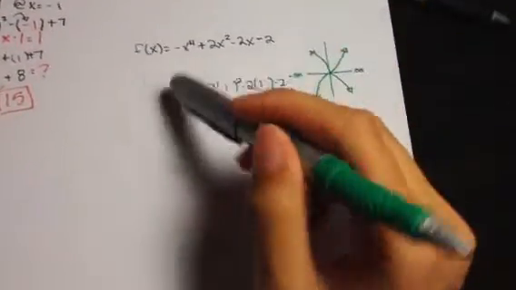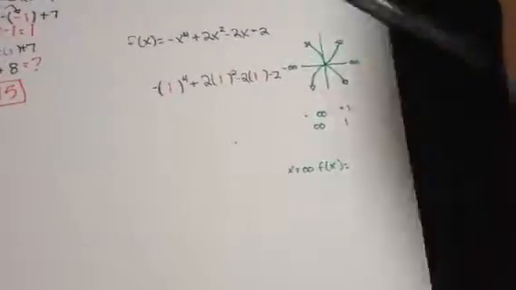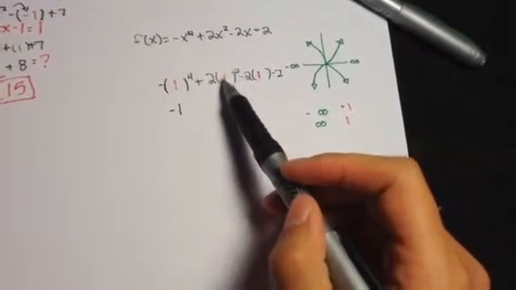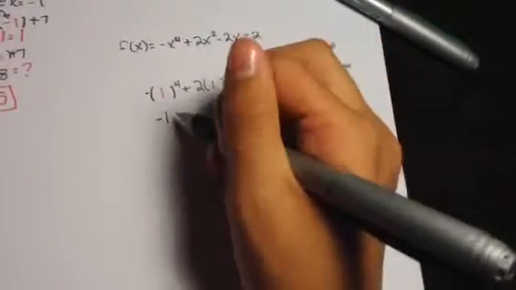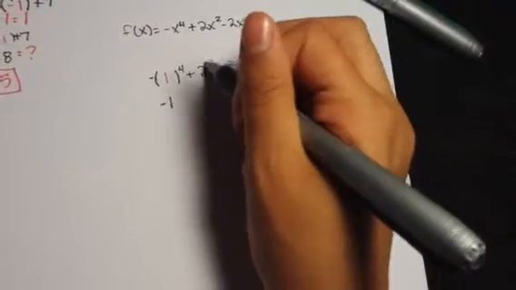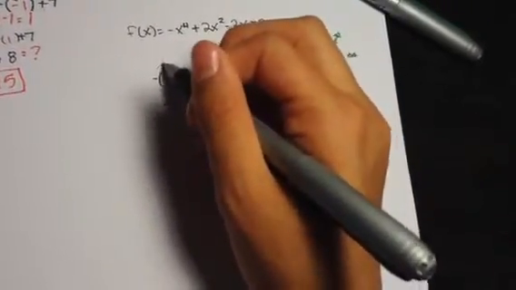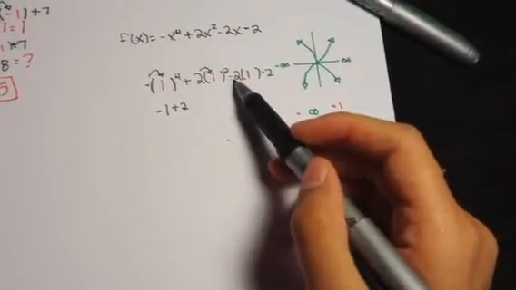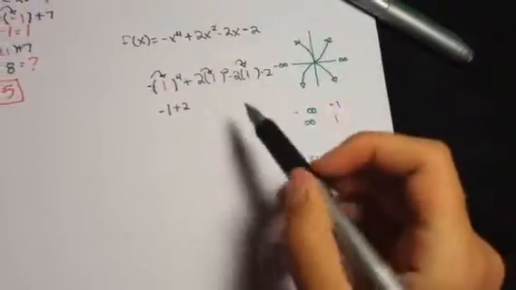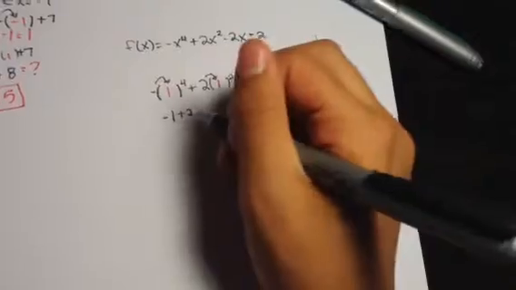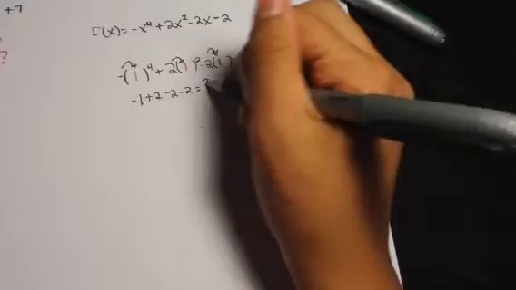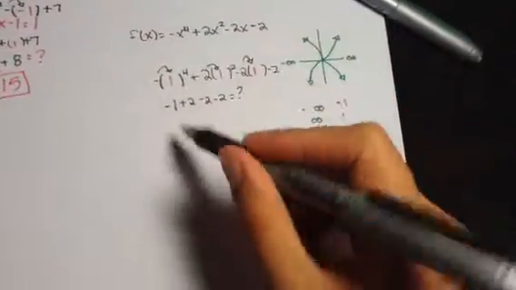So let's solve this. 1 to the 4th power is just 1. And we have negative. 1 to the 2nd power is just 1. Then we have times 2. Don't forget to distribute these inside. We have times 2, so that's +1. We have minus 2. Distribute that inside. That gives me -2. So minus 2, then minus 2. Now we have to solve that, and we'll get our end behavior.